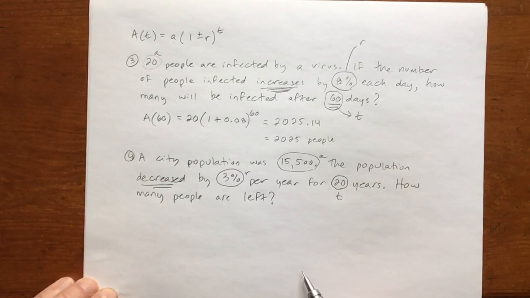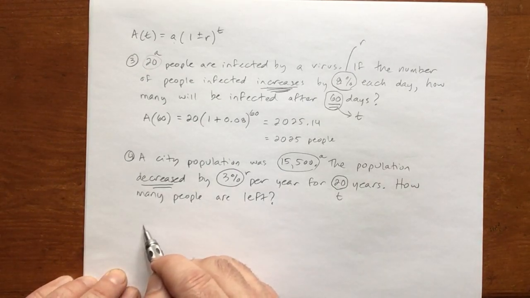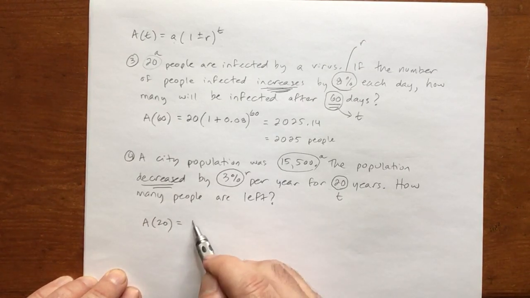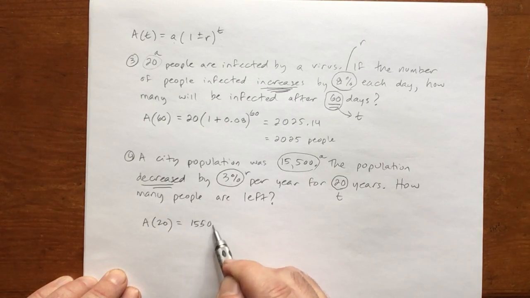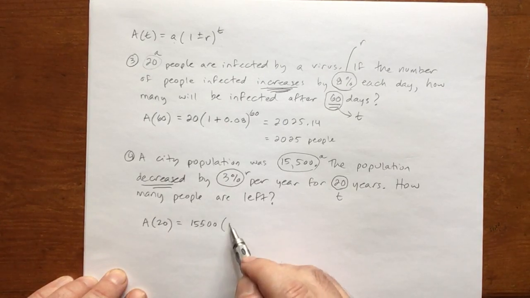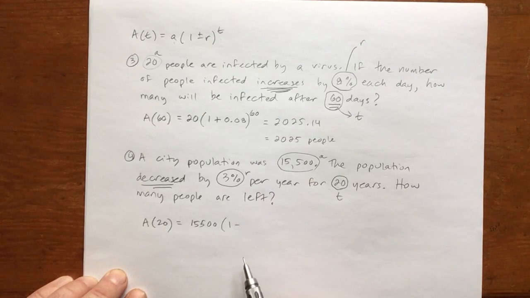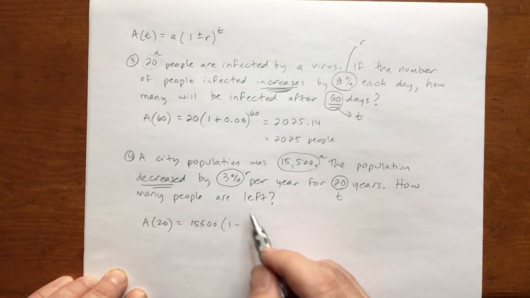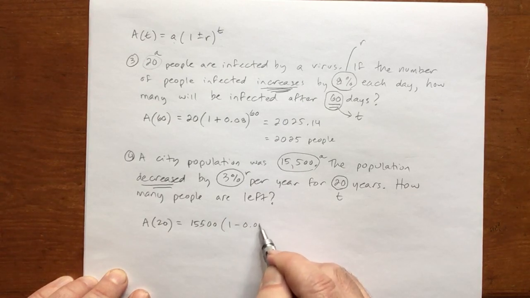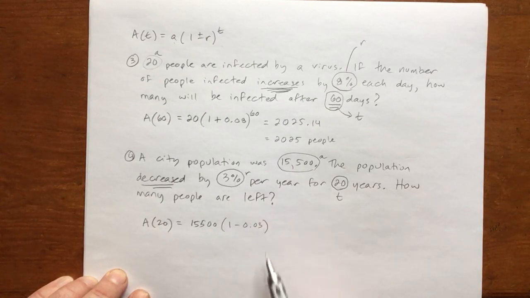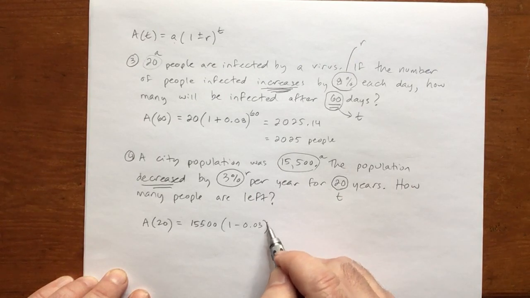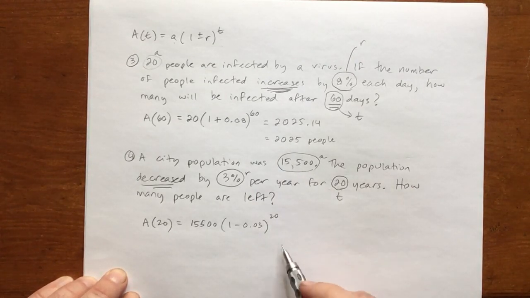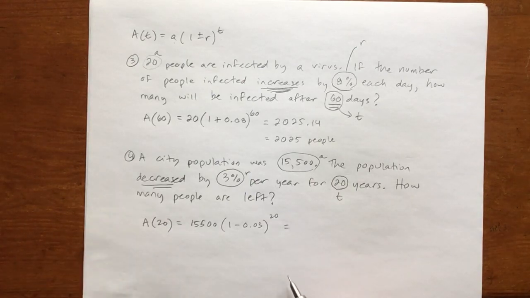Okay, so let's write it out. We're looking for the amount of people left after 20 years when we have an initial population of 15,500. We had 100%, but now we're subtracting because we're decreasing. We're subtracting 3% per year. So remember, you're dividing 3 by 100. And we're applying this multiplier 20 times. So once again, this is going to be a calculator problem.